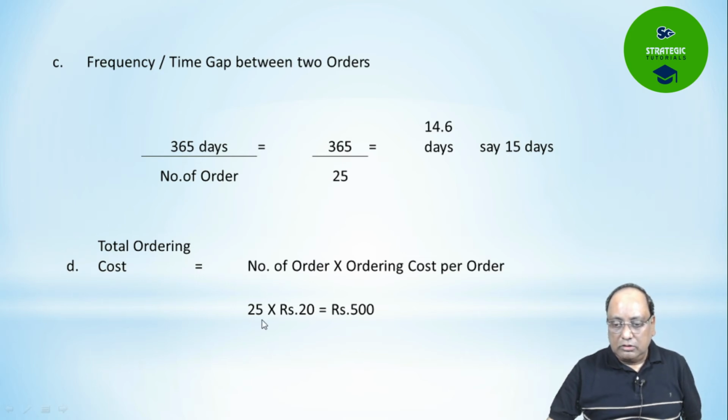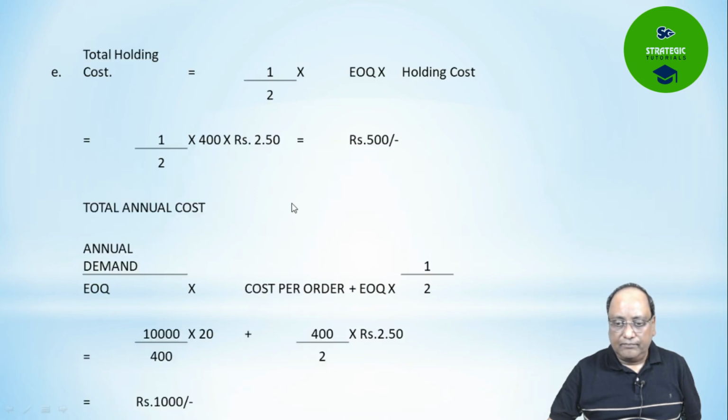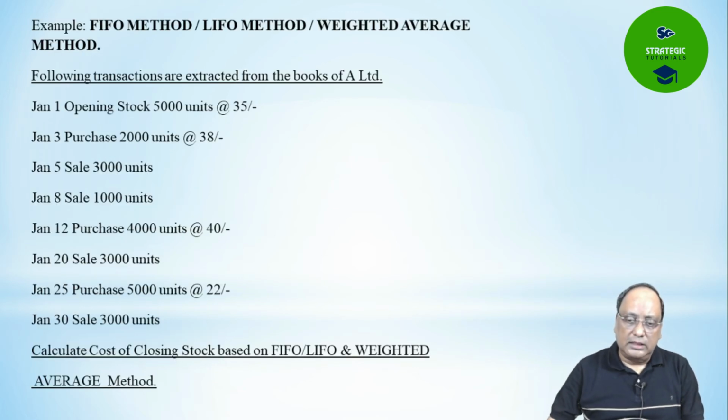Total ordering cost, 25 into 20, that is 500. Total holding cost, half of EOQ into holding cost. This is the basic formula. So it is coming to 500 rupees. Total annual cost, that is annual demand divided by EOQ into cost per order, plus EOQ into half into holding cost. So by formula it is coming to 1,000 rupees. So these are the basic formulas. You have to do all the exercises and put all your solutions and problems based on these formulas only.